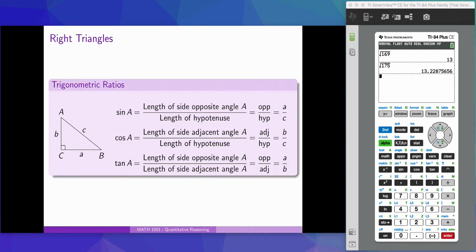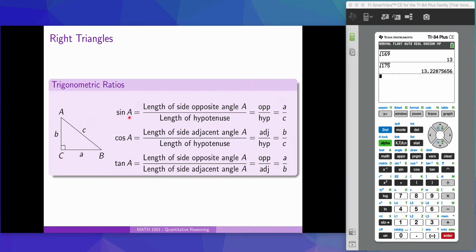Okay, we'll now move on and discuss the idea of trigonometric ratios. These are just special ratios that we have defined in right triangles that show up a lot, that are consistent and help us talk about right triangles. So you may have heard of these before. We have sine, cosine, and tangent.